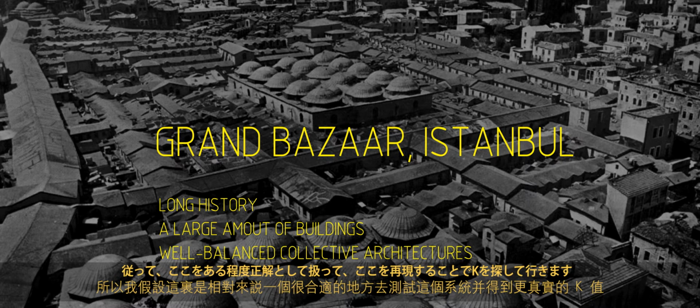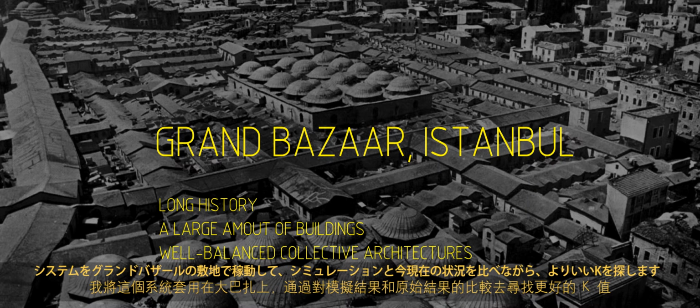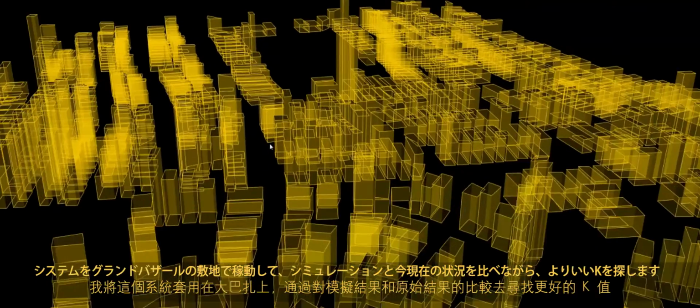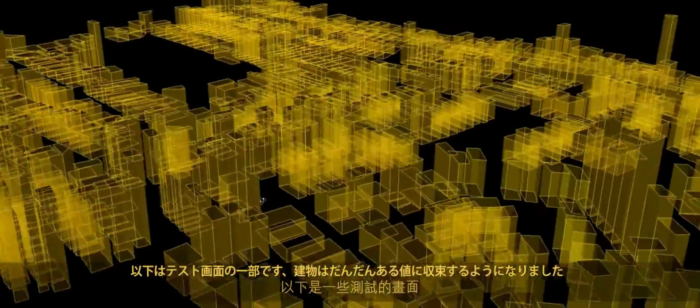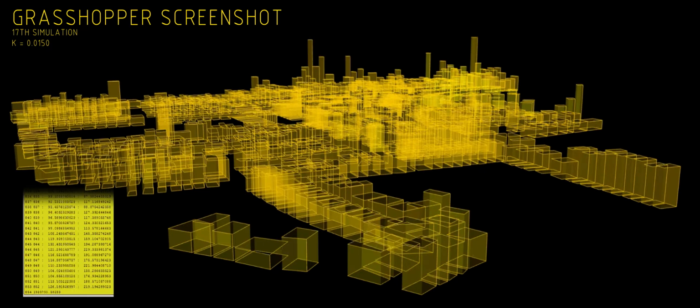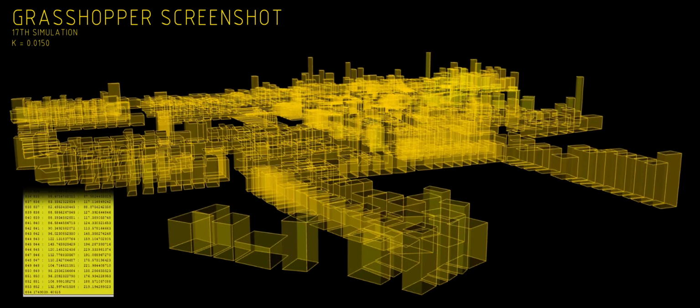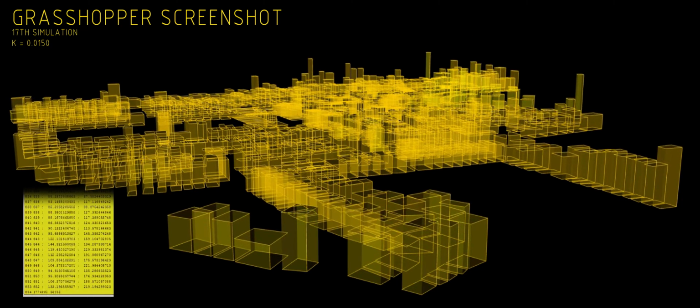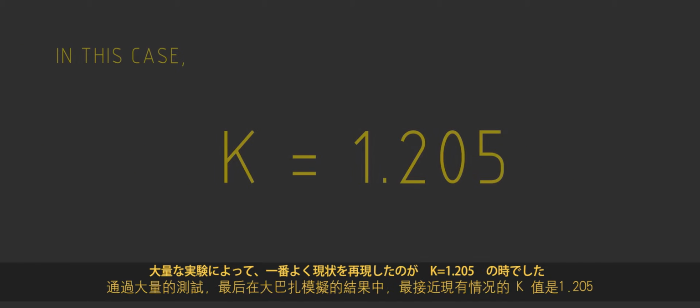So I assume that this is a correct site to test the system and to find a value of k. I run this system on the site of the Grand Bazaar to check and compare the similarity with the original one and find a better value of k. Here is the screenshot of one of the many tests. After many tests, the best similarity was presented when k equals 1.205.